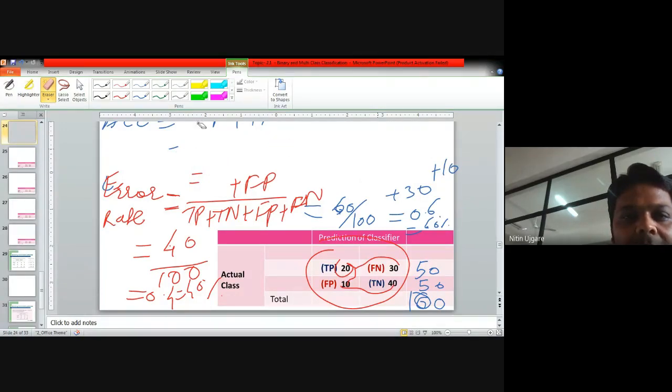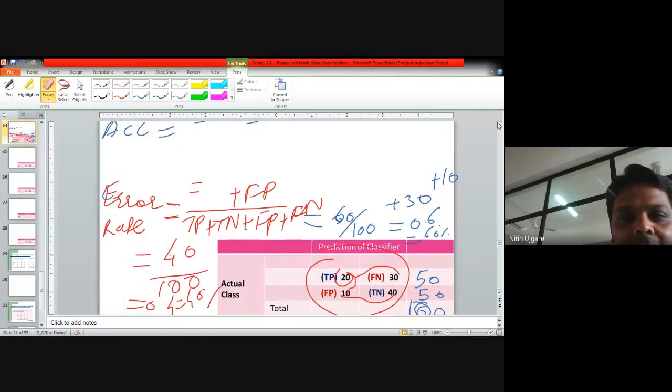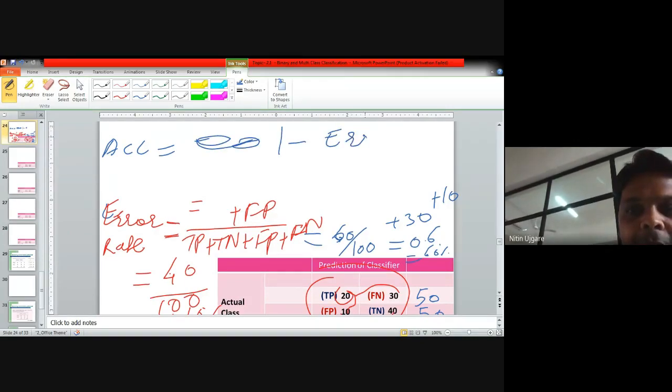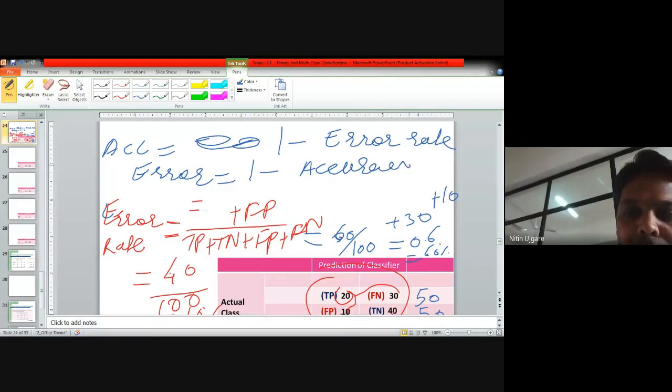Accuracy and error rate are also represented like this. Let me take this pen. Accuracy is represented as 1 minus error rate, or error rate is represented as 1 minus accuracy. You can put this in and you will get the error rate. How? I'll just show you.